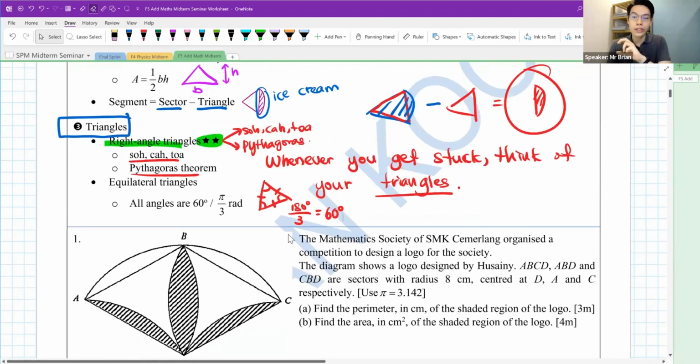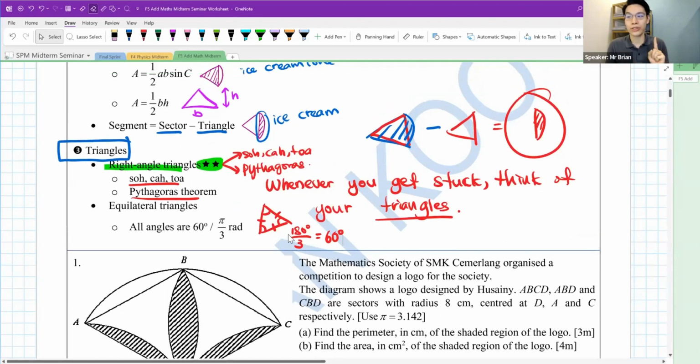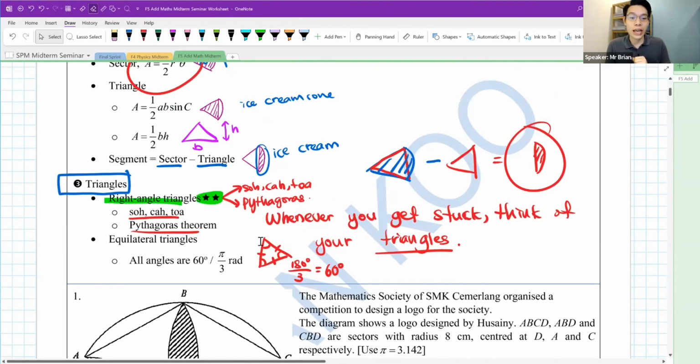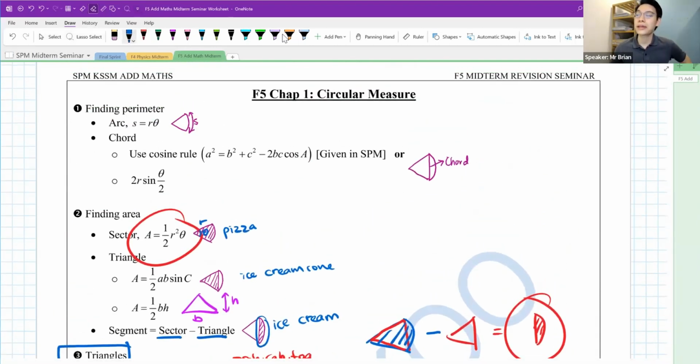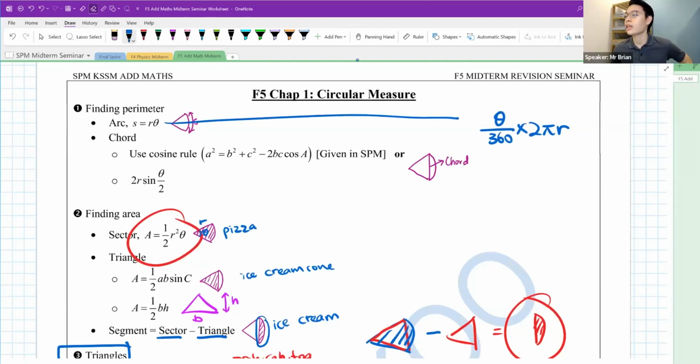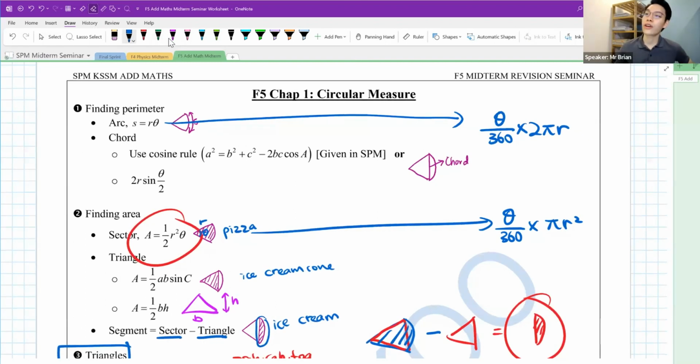I will not go through question 1 unless we have extra time. I will go into chapter 2 straight. Somebody asks, teacher, can we use modern maths formula in F maths? I highly do not recommend it. If you are thinking, instead of using this arc formula, can we use this? Or instead of using sector, can we use this? I highly do not recommend it.